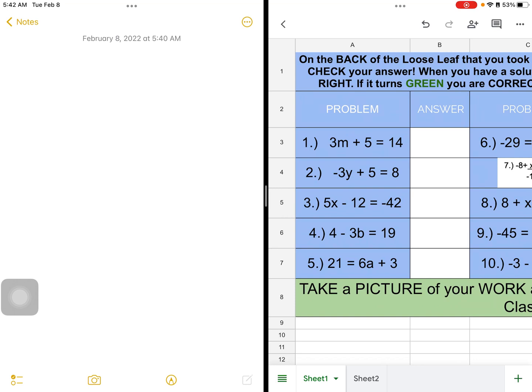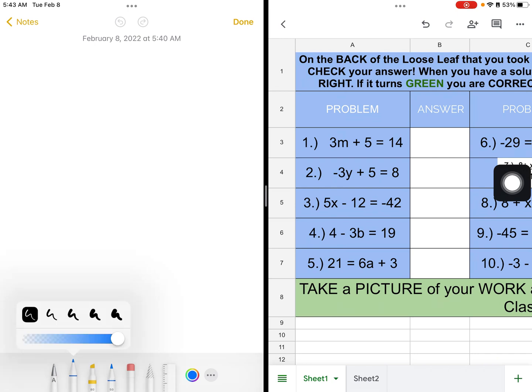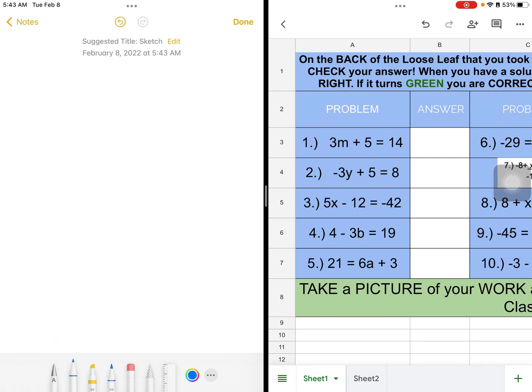So what you need out is a piece of loose leaf. Then you need to go into Google Classroom and open up the Sheets activity for today. It is the Solving Equations Review. What you're going to do on your piece of loose leaf is start with the first problem. So I have it open right here, and I'm going to write down the original problem. So I'm going to number it nicely. I am on problem 1, and the problem is 3m plus 5 equals 14.